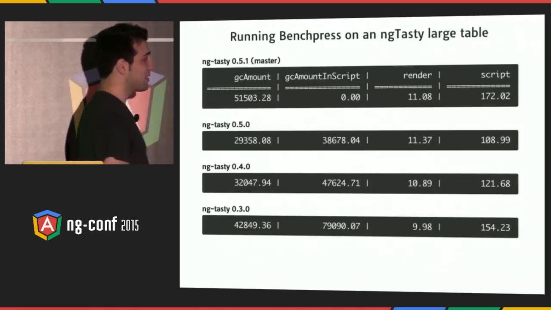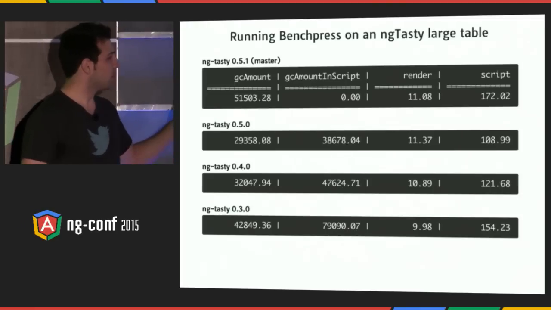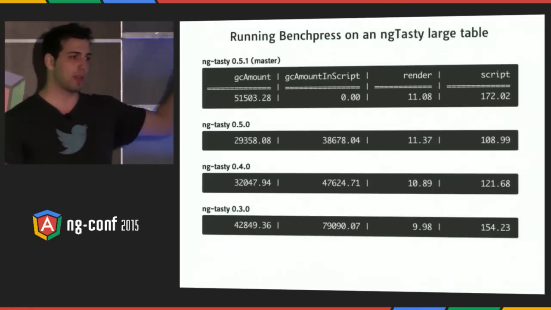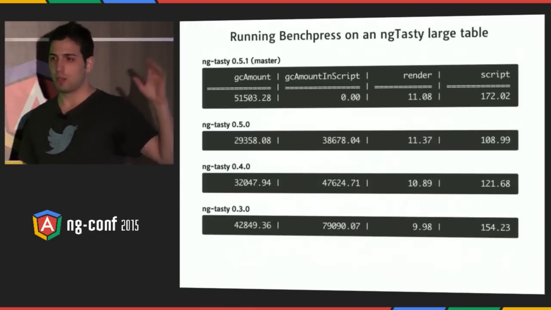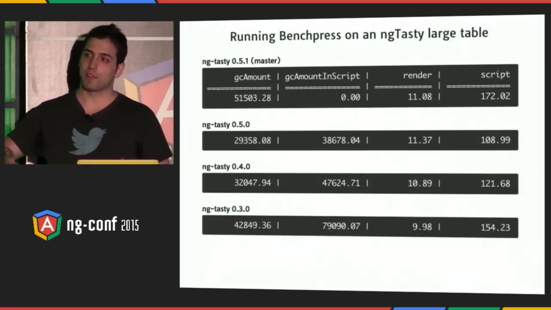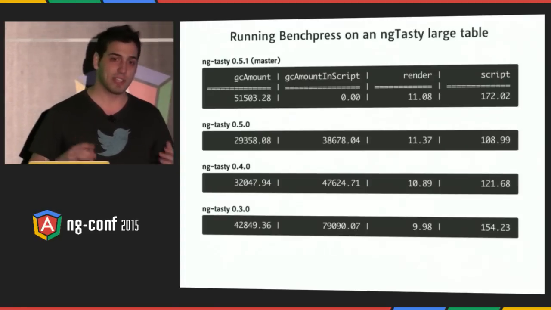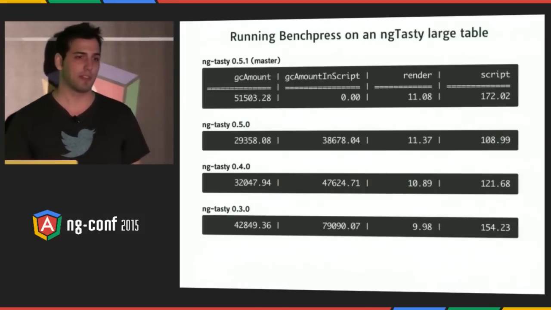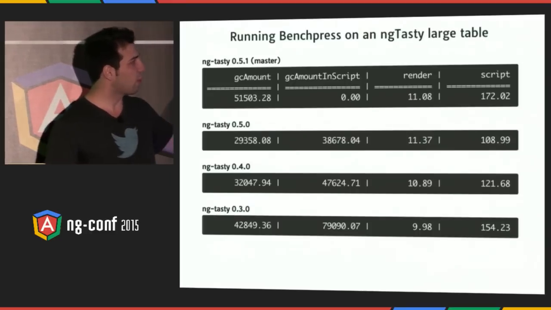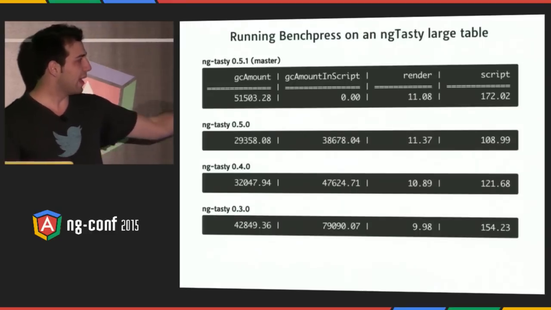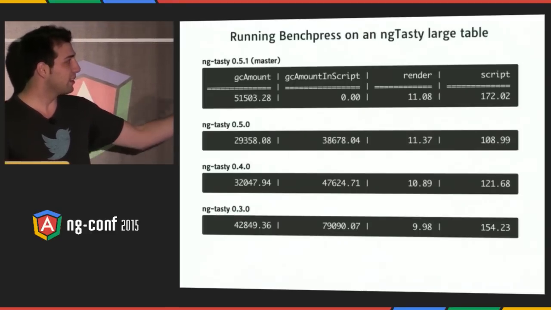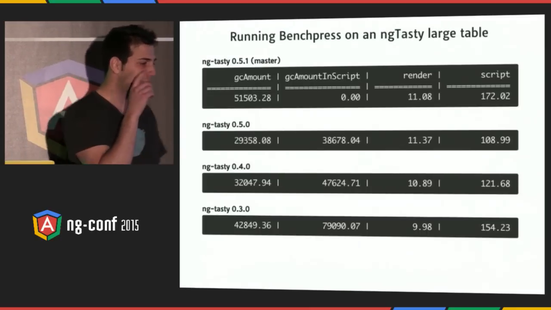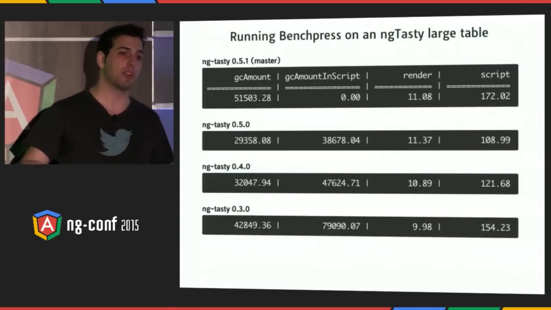The result that I had was actually pretty interesting, because if you see on the right, the 0.3 was all of this is a case for the equality watch. As I said in the beginning, the default version of ngTasty was using a deep watch, so very expensive. Only recently, I changed that to become faster with a collection or a reference watch. So to look at just the equality watch, we have 154 for the 0.3, 121 for the 0.4, and 108 for the latest release, for the 0.5.